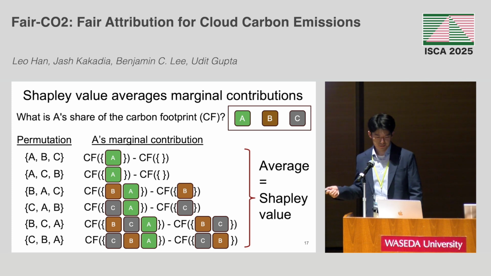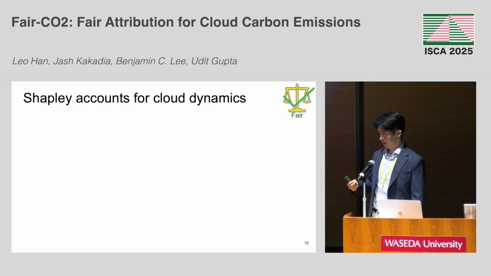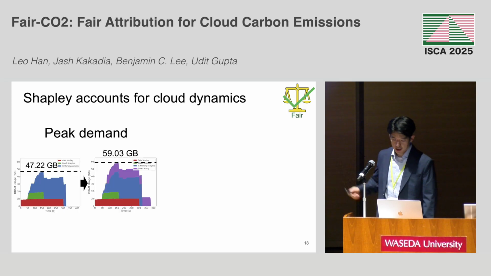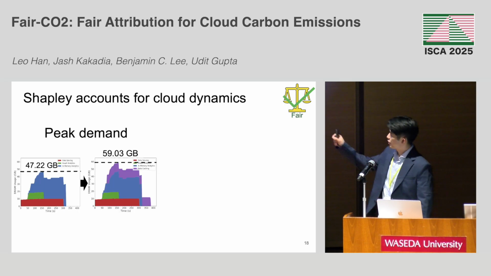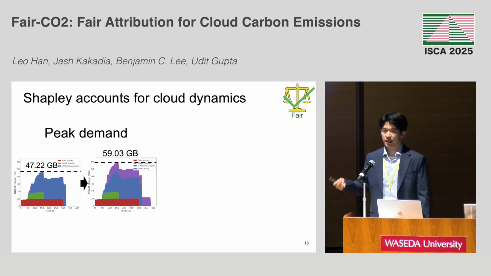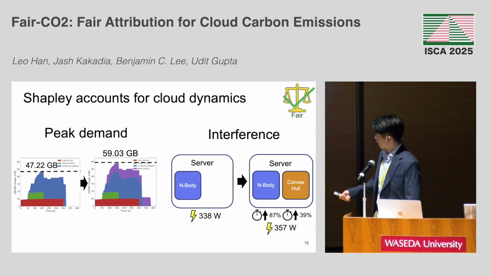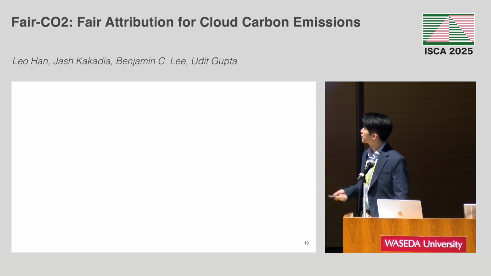Through using marginal contributions, the Shapley value accounts for cloud dynamics, filling in the gap that current methods have. It accounts for peak demand because we can look at the marginal change in the peak demand of a resource when a new workload is added. It accounts for interference because we can look at the marginal change in total resource use across the system, including in co-location partners that arise as a result of additional interference.